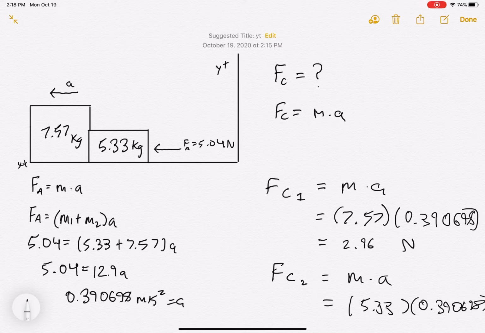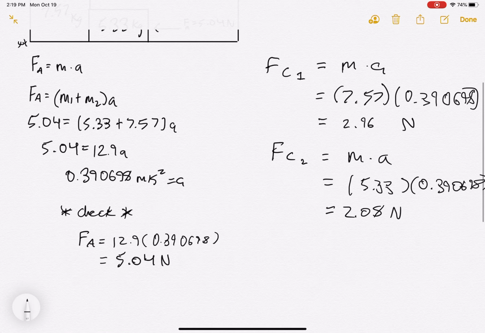So the mass of the larger box is 7.57. And we know, according to Newton's second law, that this contact force will be equal to the mass times the acceleration. So 7.57, the mass of the larger box, times the acceleration of the system. So our contact force is 2.96.